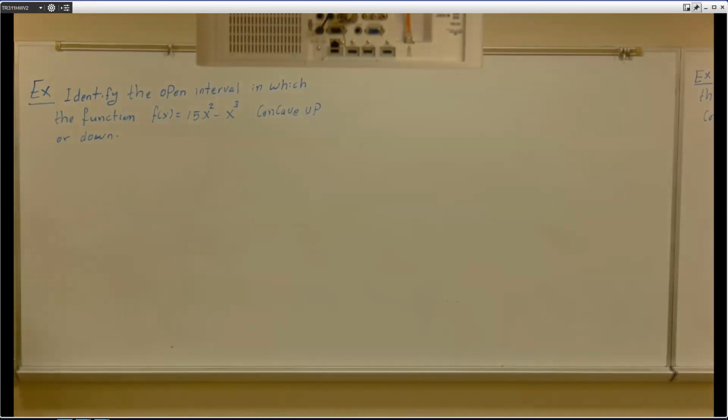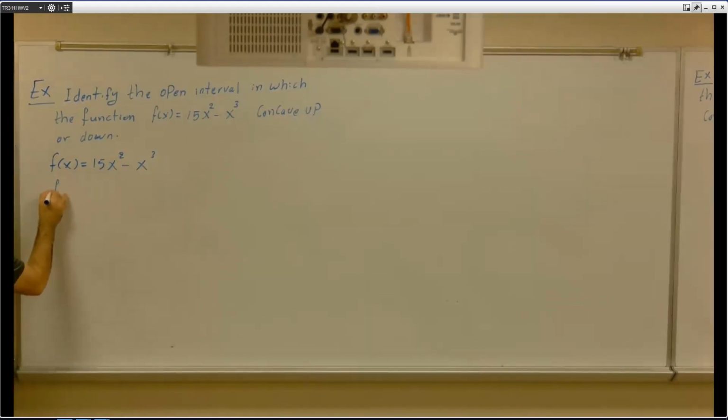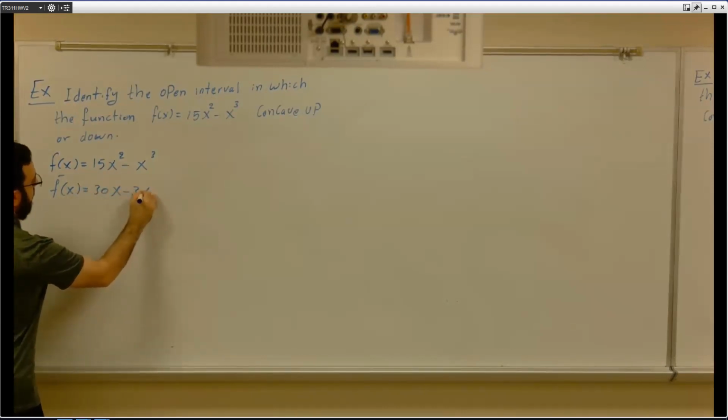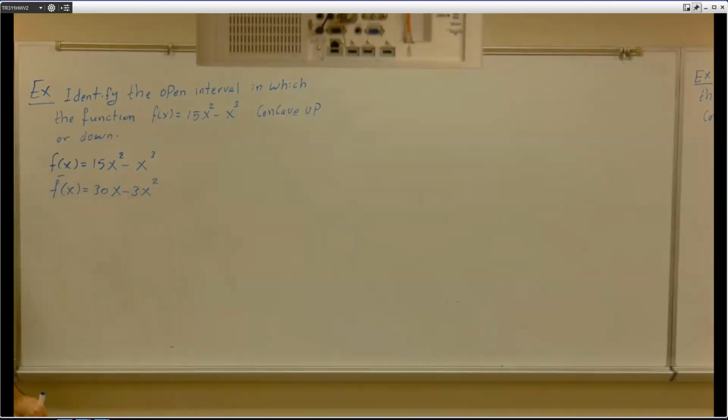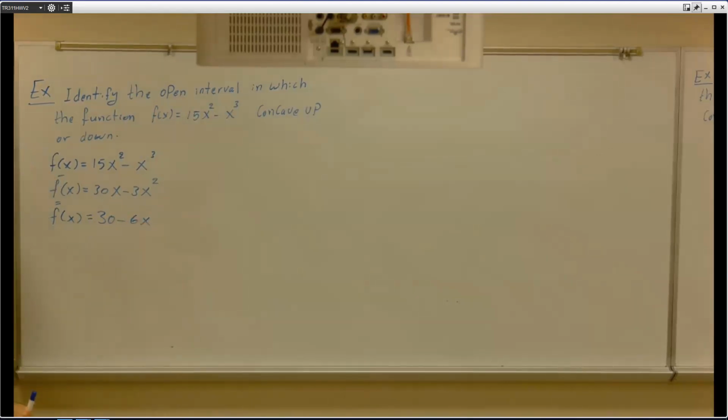Concave up or down, that means second derivative. So the first thing, my function f of x equals 15x squared minus x cubed. The first derivative is going to be 30x minus 3x squared. I need to find the second derivative, so I can find the critical point where the function is concave up or down. The second derivative is going to be 30 minus 6x. This is the second derivative. Now I need to find the critical numbers.